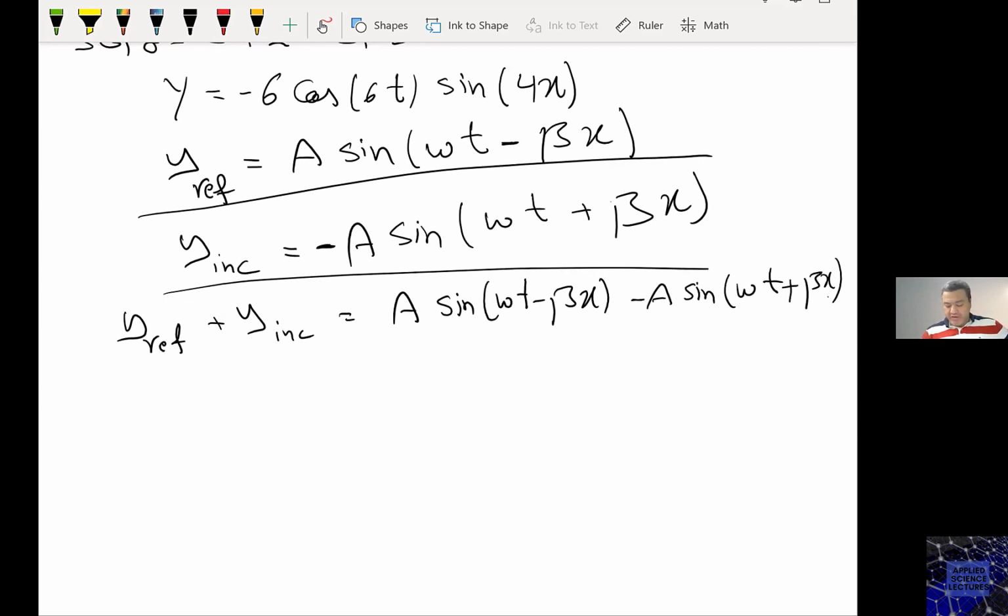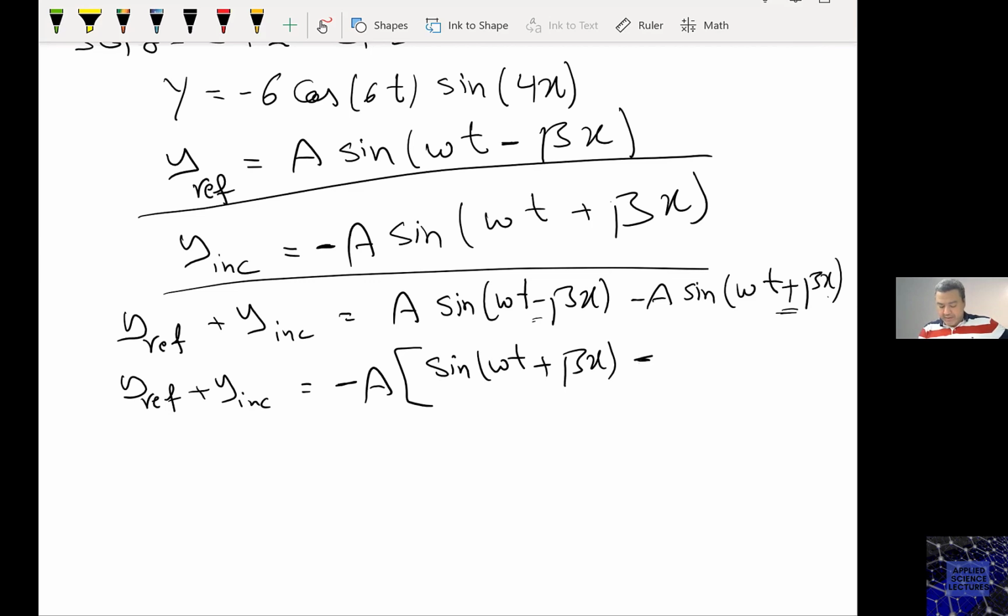Now, if I rearrange such that this one comes first and this one comes second, then y reflected plus y incident becomes minus A, sine omega t plus beta x minus sine omega t minus beta x. This is how the two functions are going to be added.